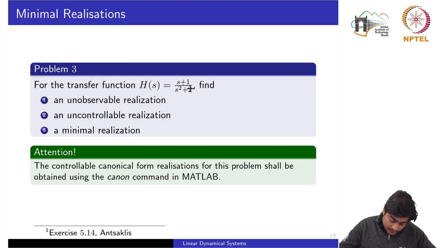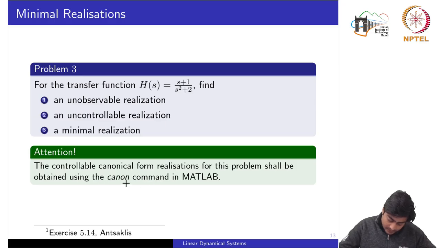The third problem is about the minimal realization. So we are given a single input single output transfer function, which is (s plus 1) over (s square plus 2). So here we want to find three realizations. First one should be unobservable but controllable. Second, uncontrollable but observable. And third, a minimal realization, which is equivalent to saying that the realization is both controllable and observable.